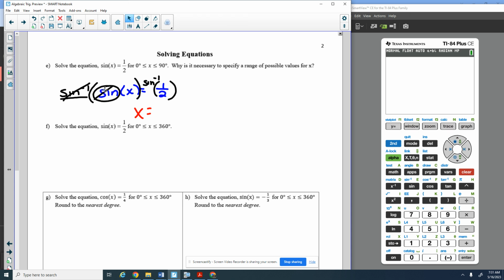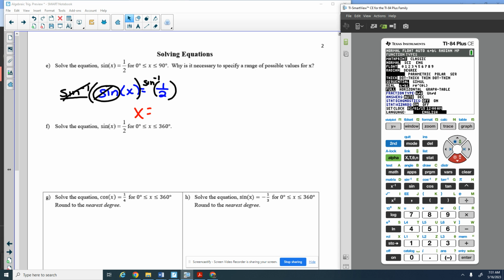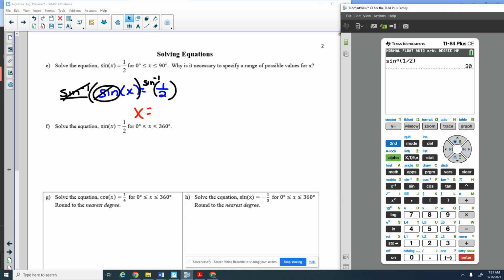So we're going to be doing this in degrees, so I'm just going to make sure my mode is in degrees. And then I do second sine, that's sine inverse of 1/2. And that gives me 30, which shouldn't be a surprise, right? Because we know the sine of 30 is 1/2 from the chart.